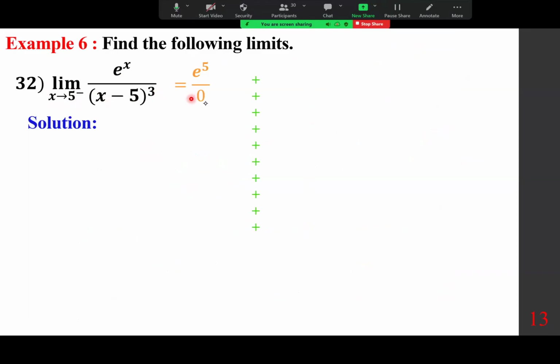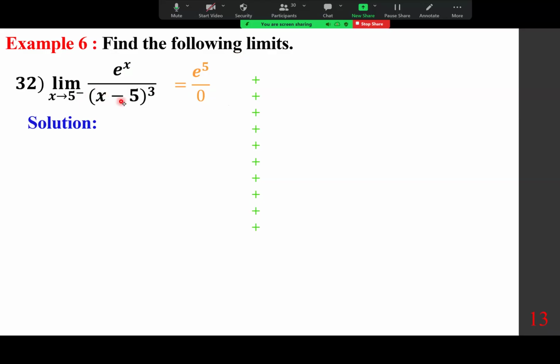That means 0 cubed, which is 0. However, we can't ignore that, because if you divide a number by 0, it ends up being infinity or negative infinity. You need to know the sign. And to do so, the numerator, 5 from the left, like 4.9999. So e to the power of 5 or e to the power of 4.9 makes no difference.